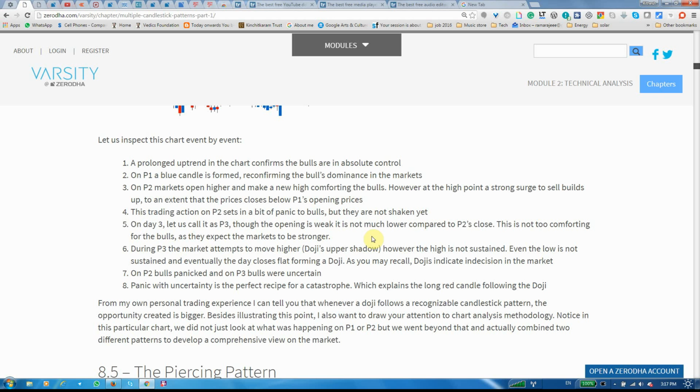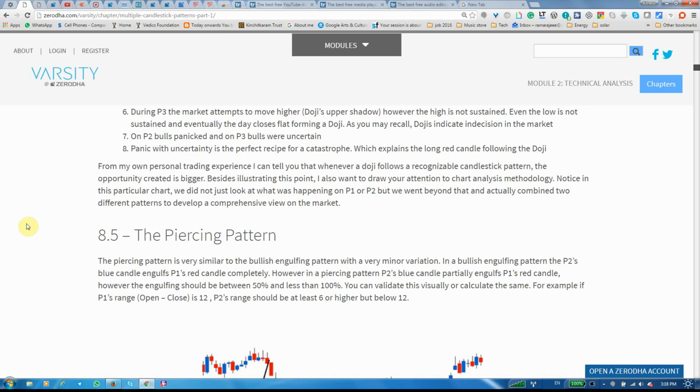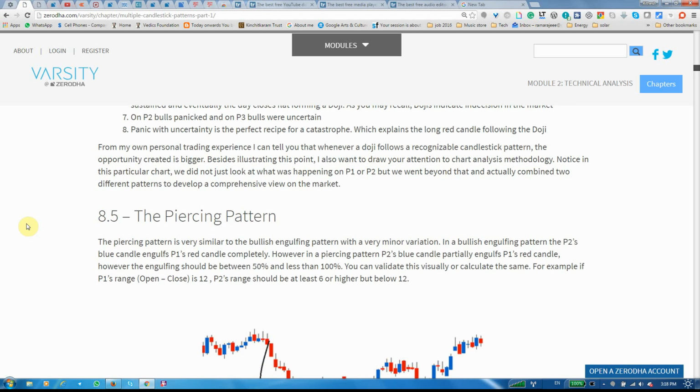As you may recall, dojis indicate indecision in the market. On P2 bulls panicked and on P3 bulls were uncertain. Panic with uncertainty is the perfect recipe for a catastrophe, which explains the long red candle following the doji. From my own personal trading experience I can tell you that whenever a doji follows a recognizable candlestick pattern, the opportunity created is bigger. Besides illustrating this point, I also want to draw your attention to chart analysis methodology.